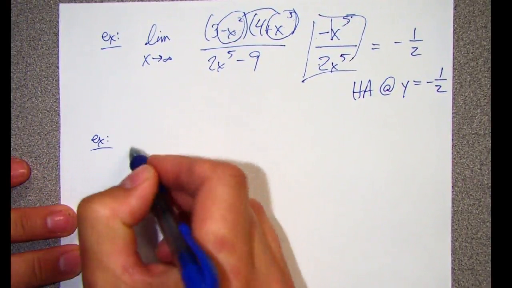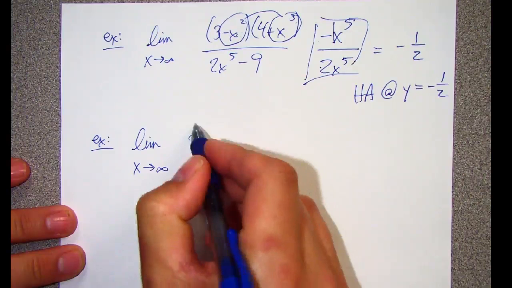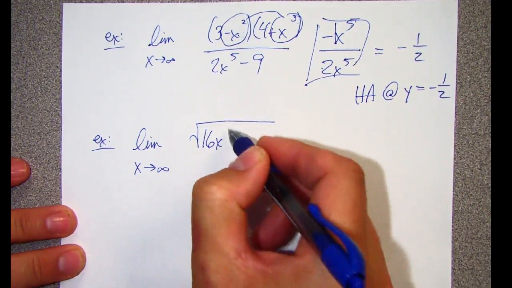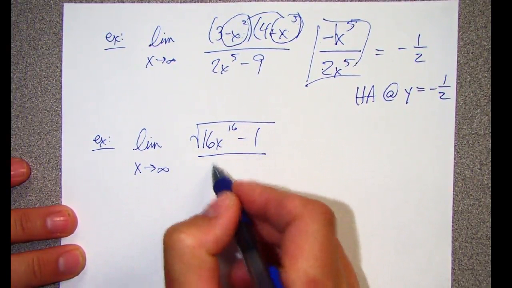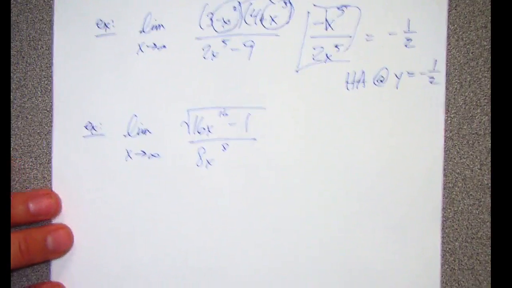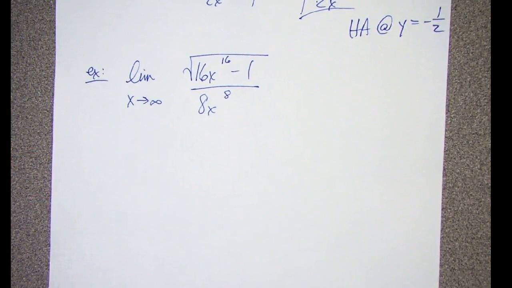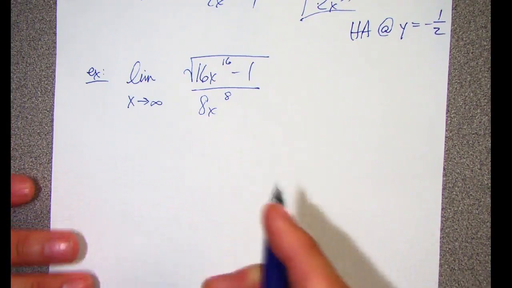Let's say limit as x approaches infinity of the square root of 16x to the 16th minus 1 over 8x to the 8th. So, again, we have to simplify before we compare. So I need to get this basically out of the square root. And again, all I care about is the highest power.